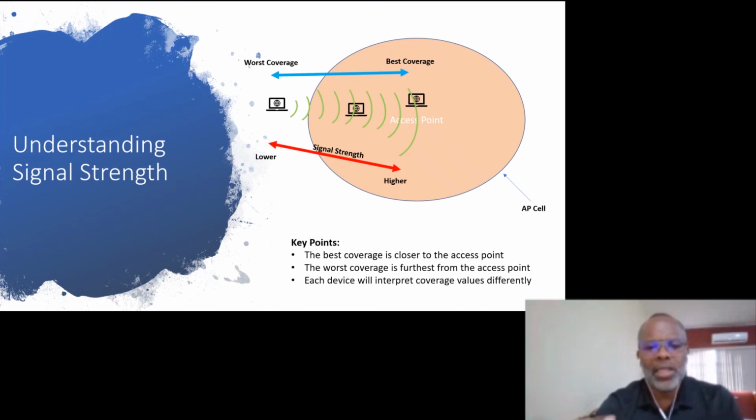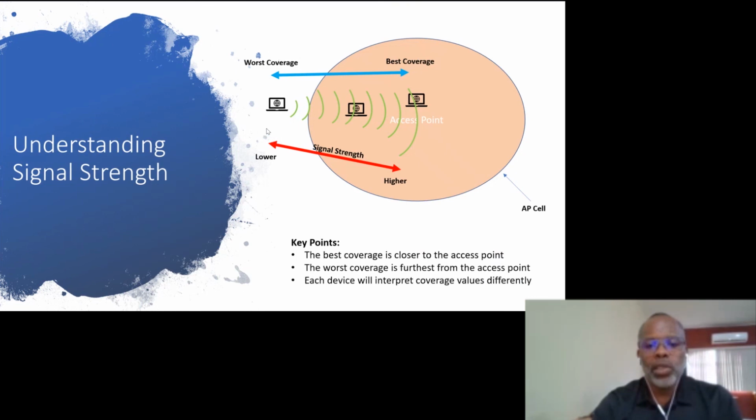We inferred that by stating that inside the AP cell is where you get coverage and outside the AP cell is where you don't get coverage. So the closer you are to the access point, the best coverage you may receive, and the further you walk away from the access point, the coverage gets worse and worse.